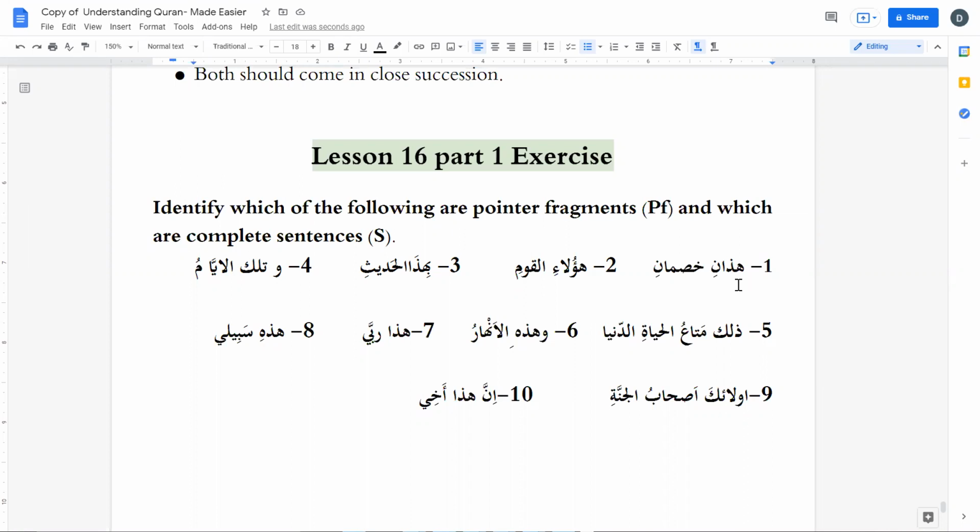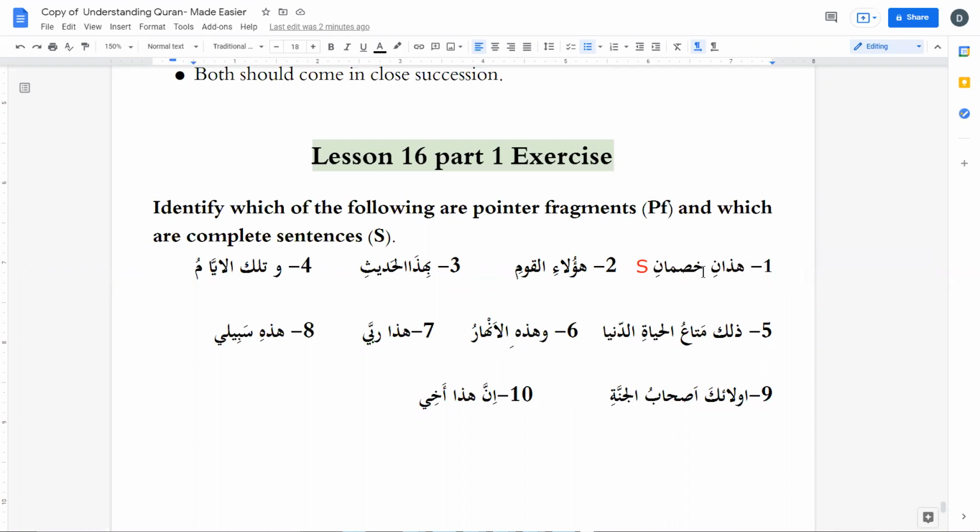So, the first one is hadani khasmani. Do you see all conditions being fulfilled here? Hadani khasmani. So is this a pointer fragment or a complete sentence? Yes, it's a complete sentence. Okay, let's move on to the second one. Hawla il qawmi.